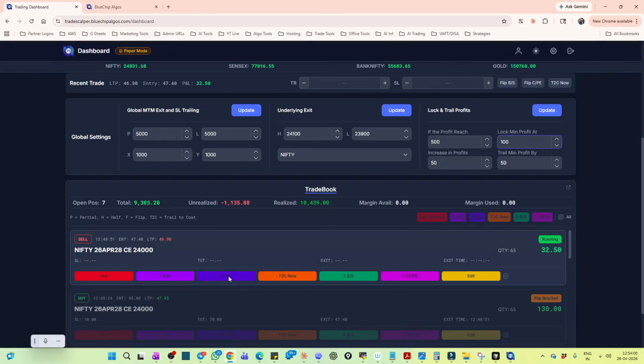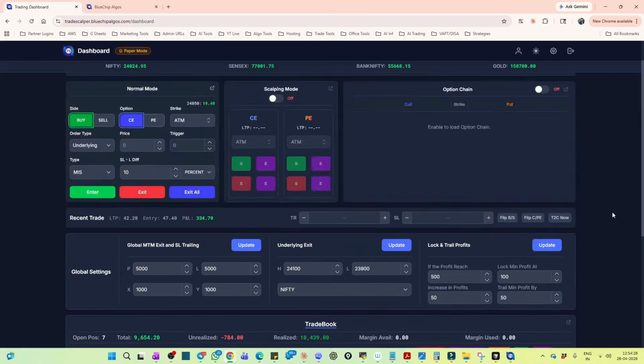Automatically, in 1 second or less, 3 lots will be exited. If you have an odd number, then obviously it will go by mathematical calculation. 2.5 is nothing but 3, so obviously 3 lots will be exited. And then you have flip buttons for individual positions, trail to cost. If you want, you can also bulk select and do flip, buy, sell, flip, square off, and then trail to cost. Now all these things you can do for bulk operations as well.